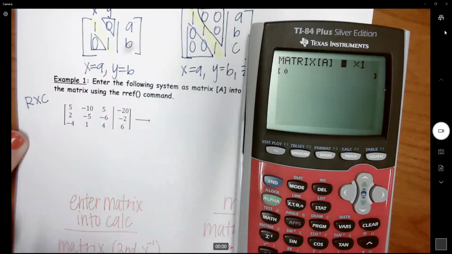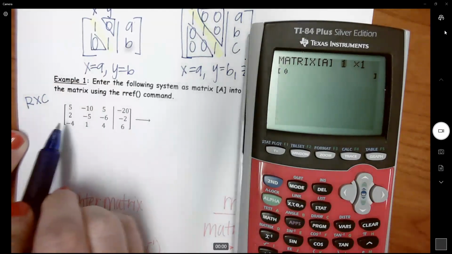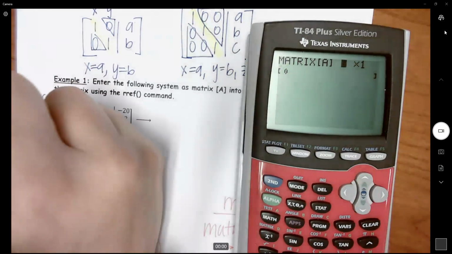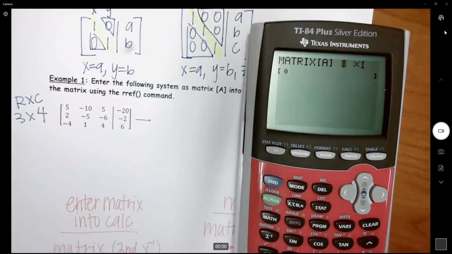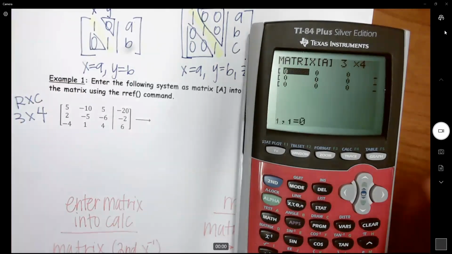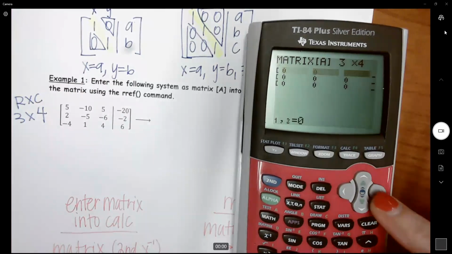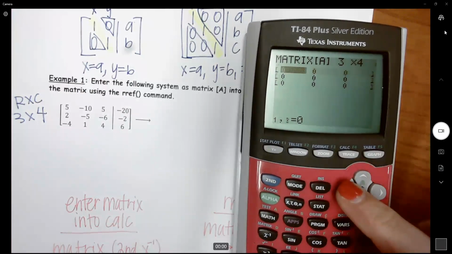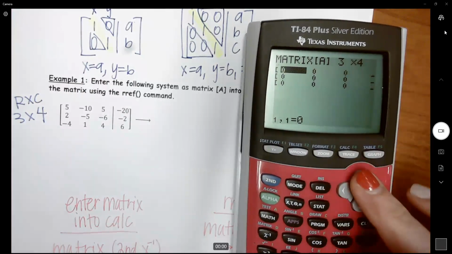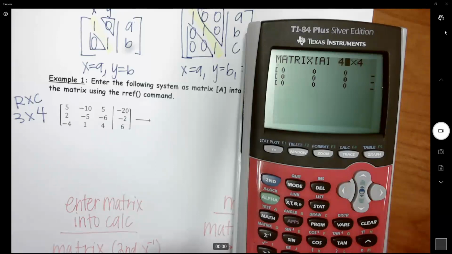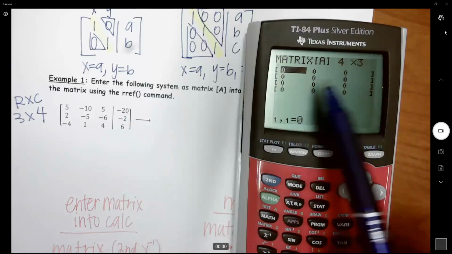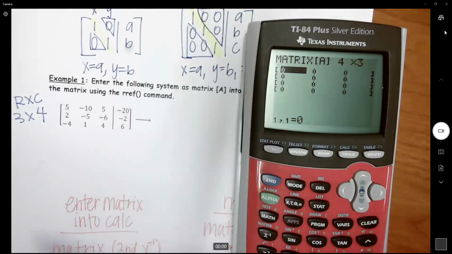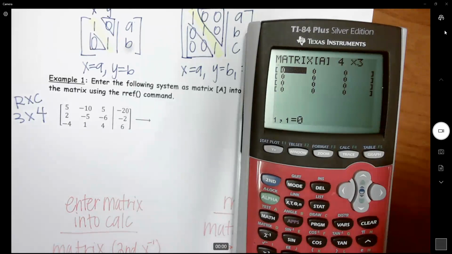Remember that RC cola. So I have 1, 2, 3 rows, and I have 1, 2, 3, 4 columns. So this is a 3 by 4. And you can see here, I got 3 rows. And if I scroll over, I've got 4 columns. If you accidentally get this backwards, you can do it by trial and error. And you can see here, 4 by 3 does not match what I have. So if you can't remember it, you can figure it out once you start putting it in.